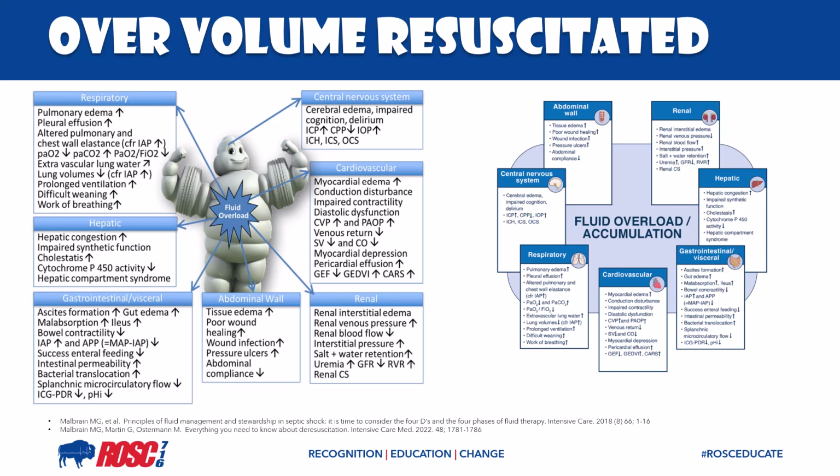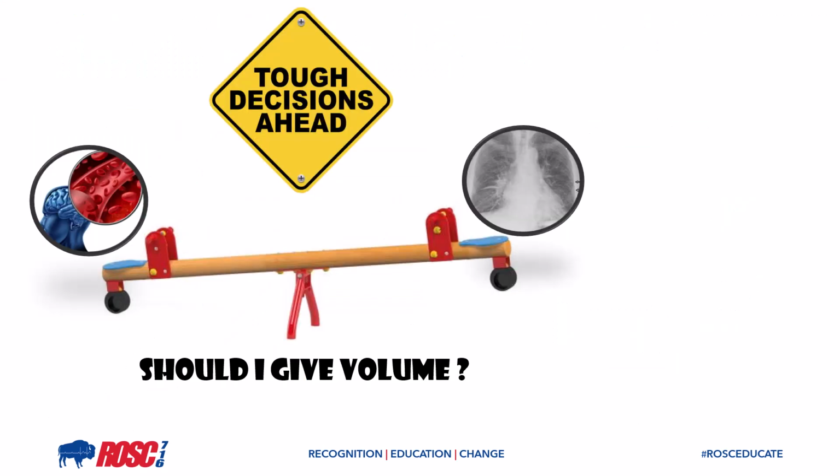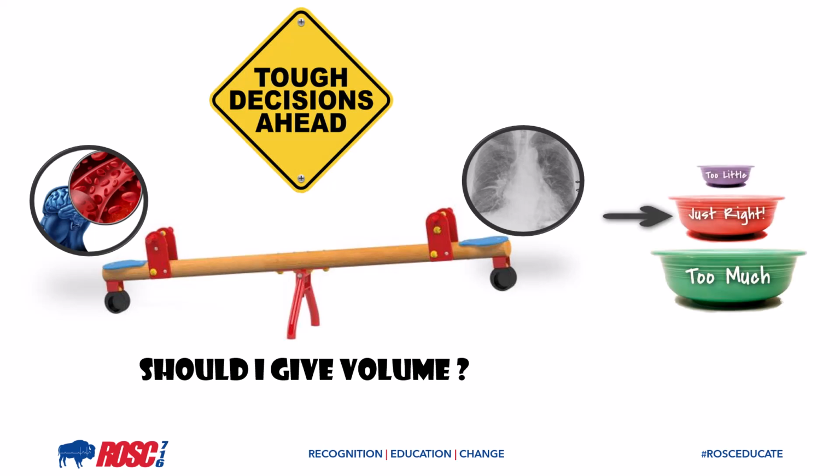And even in a perfect situation, a fluid resuscitated patient suffers from some degree of fluid and salt excess. So again, this makes for a very tough decision. We're always trying to balance restoring cellular perfusion while preventing volume overload. This is easier said than done. We're always striving to prevent that under or over resuscitated situation and find that Goldilocks just right target.